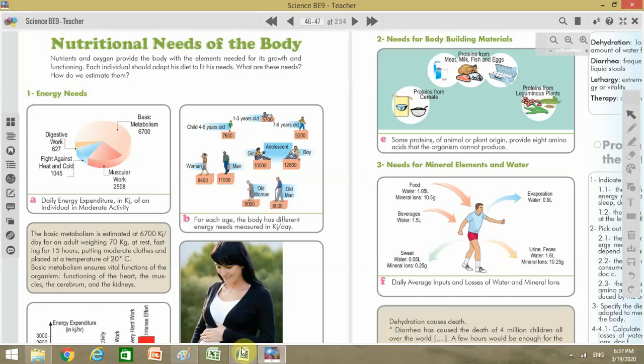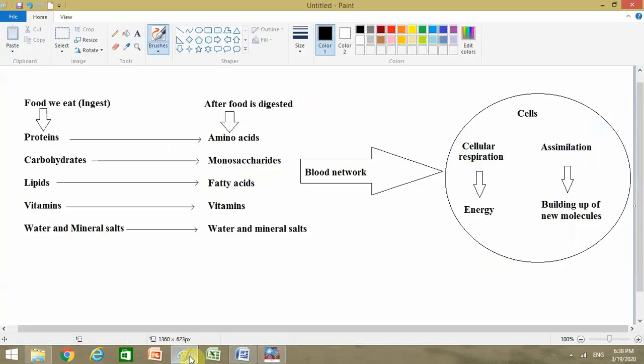In order to answer these questions, I want you first to recall with me the information we studied previously in the chapter about digestion. All the types of food that we eat fall into 6 categories: proteins, carbohydrates, lipids, vitamins, water, and mineral salts. After food is digested in our digestive system, at the level of the small intestine, the proteins are transformed into amino acids, carbohydrates form monosaccharides and especially glucose, lipids transform into fatty acids and glycerol, and vitamins, water, and mineral salts stay unchanged.